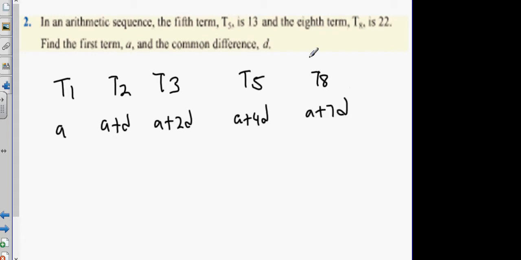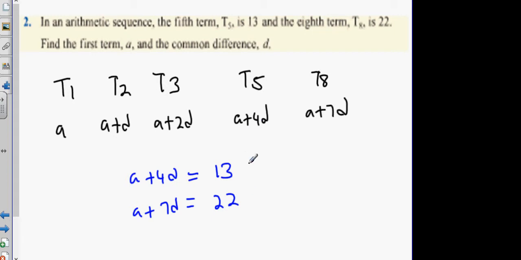Okay? Now, you're going to use simultaneous equations in this exercise. So the first is going to be A plus 4D equals 13, and the bottom one is going to be A plus 7D equals 22. Now, my advice is in these questions you can either get rid of the A's or you can get rid of the D's, but getting rid of the A's is easier.